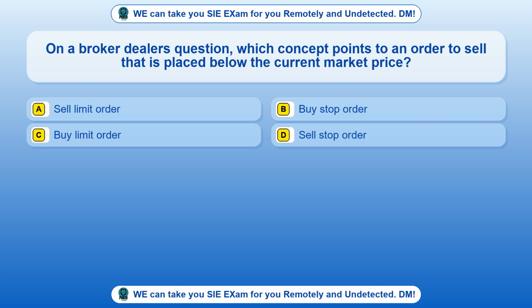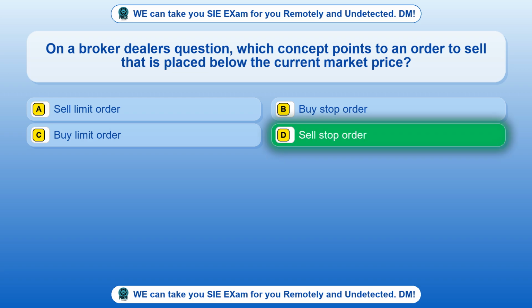Question 92. On a broker-dealer's question, which concept points to an order to sell that is placed below the current market price? Option A, sell limit order. Option B, buy stop order. Option C, buy limit order. Option D, sell stop order. The correct answer is option D, sell stop order.